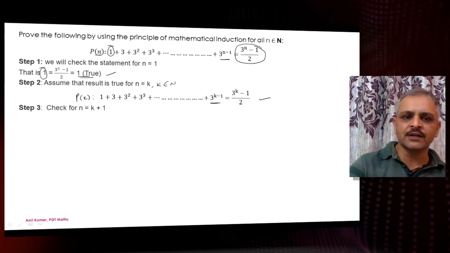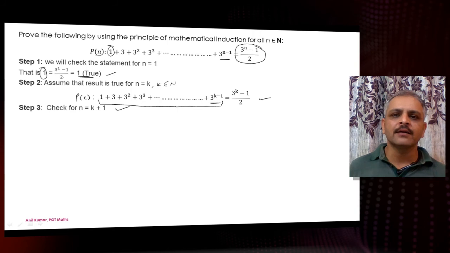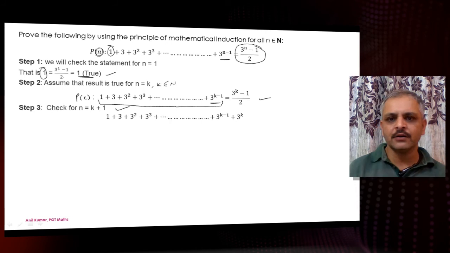Now we will go to the third step. We will check it for n is equal to k plus 1. That means here we have up to k terms. I have to include one more term, that is the (k plus 1)th term. How will I include that? I will extend this series for n is equal to k plus 1. So put n is equal to k plus 1.